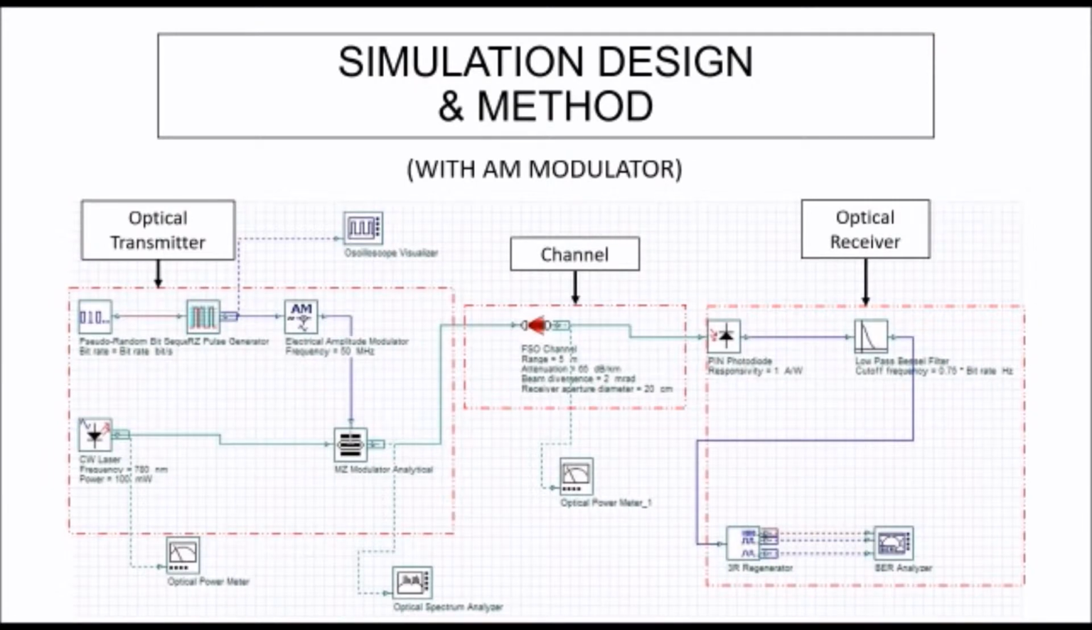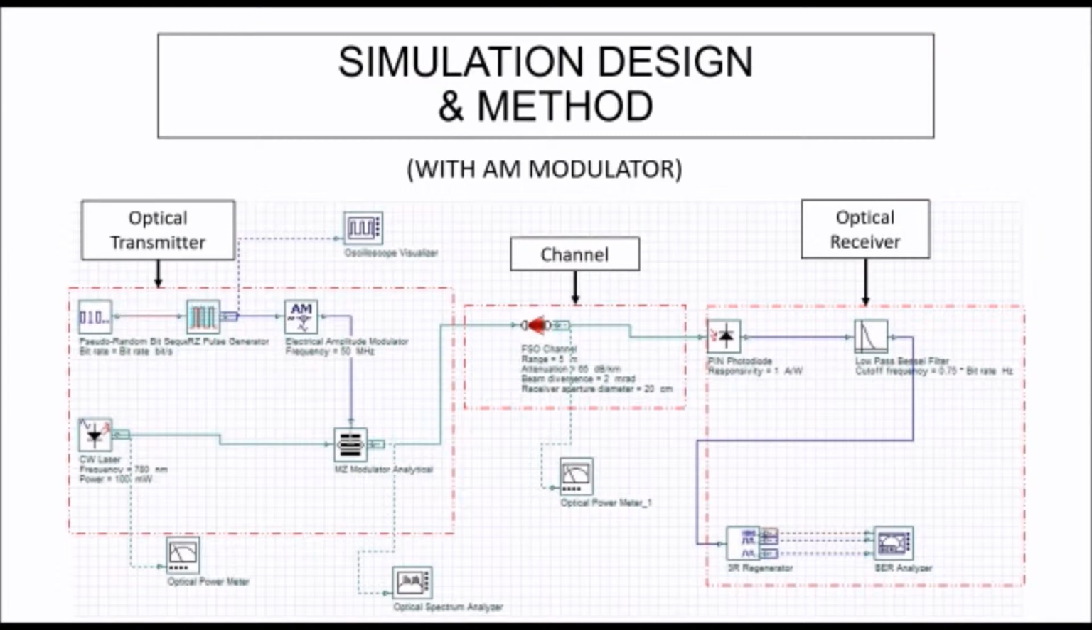Okay, next, for the free space optical communication system, the circuit has an AM modulator, which is placed in the optical transmitter. It is put after the return to zero pulse generator. This electrical amplitude modulator can produce a high frequency signal that is multiplied by a low frequency signal.